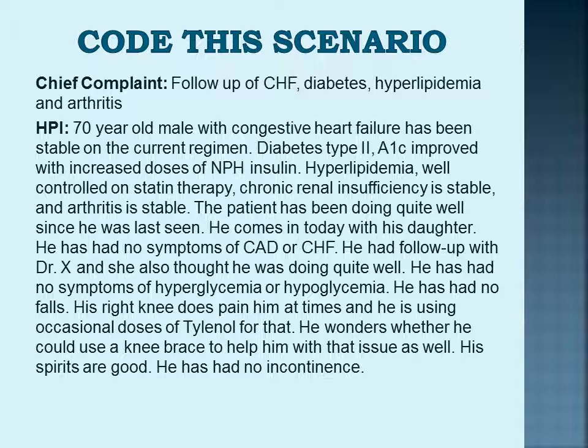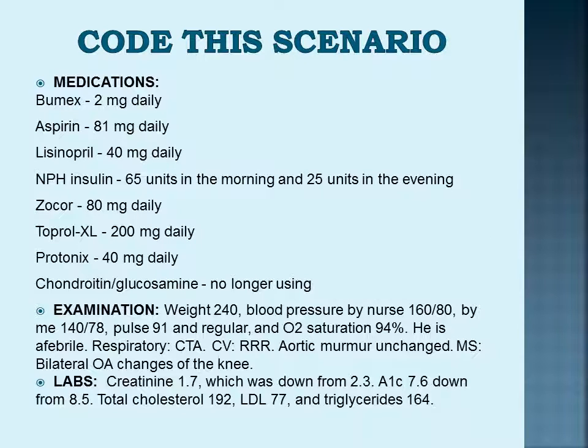He's been doing very well. He's had no other symptoms. He is following up with his doctor, and he has had no other concerns today. He is on the following medications: Bumex, aspirin, lisinopril, insulin, Zocor, Toprol, and Protonix. There are the results of his physical examination. As you can see, his blood pressure was a little elevated when he first arrived and the nurse took it. I repeated it later and it did come down. There are his labs also for you to review.